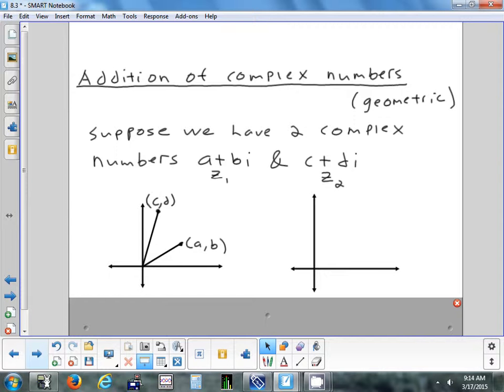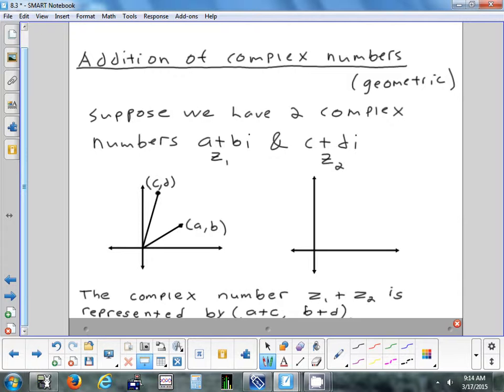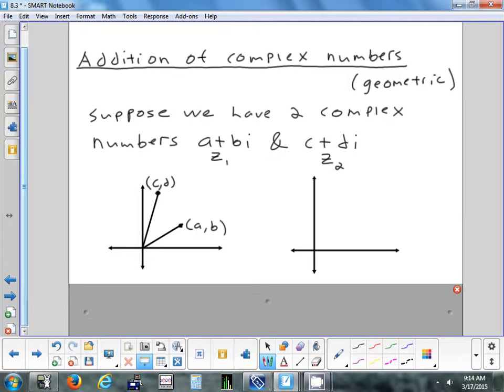What I've done is I graphed, and again, it's just generic. I don't know what a, b, c, and d are, but I kept them in quadrant 1 to make it simple. So I graphed a plus bi, put that right there, and I graphed c plus di, and I put that right there. Any questions so far? Right. And the idea is that we're still going to combine real parts with real parts and imaginary parts with imaginary. We're just going to do it visually.